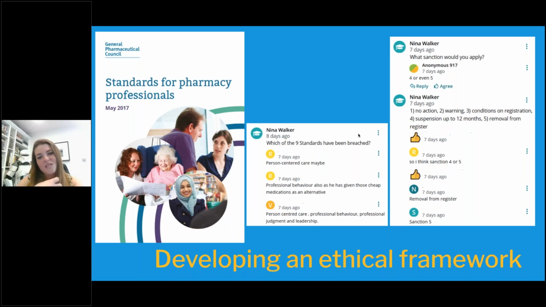Which allowed me to get them to interact very well with this document that perhaps in the past they may have just read because they had to, whereas we've now got this very active collaborative engagement with this set of standards.